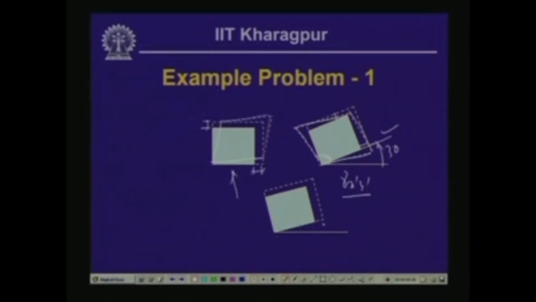And when it undergoes the principal strain, the principal strain direction we have got is 19 degrees. So, this is the direction of epsilon 1 and this is the direction of epsilon 2, and both are positive, and here there is no shearing strain. So, this is the shape that it is going to take.